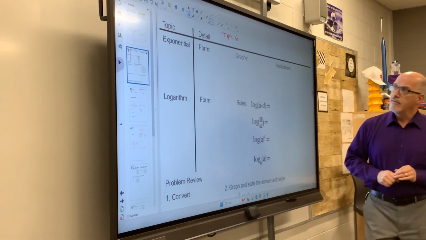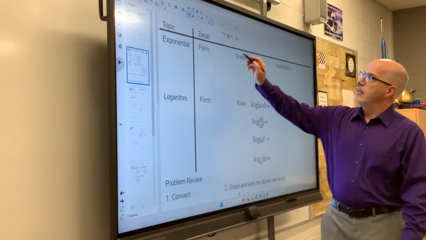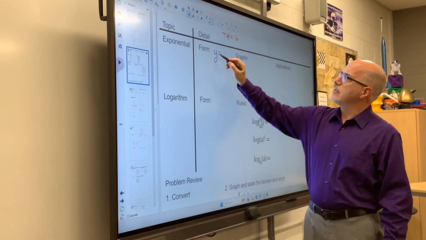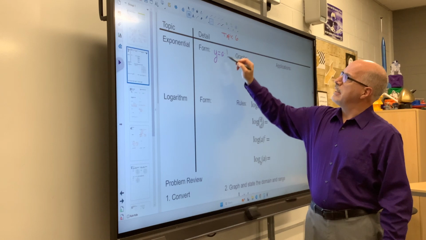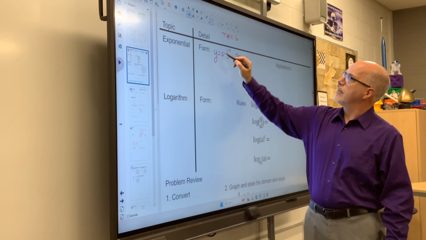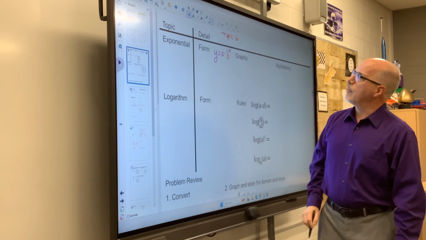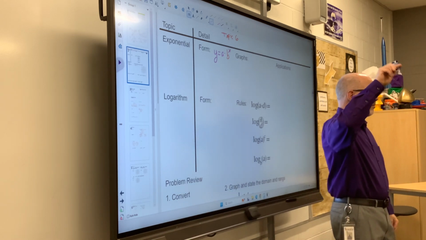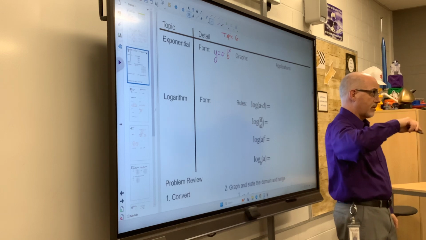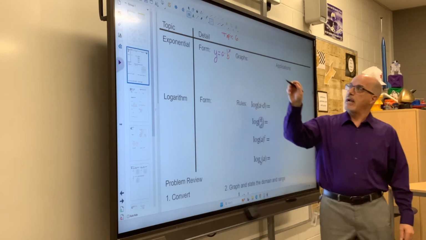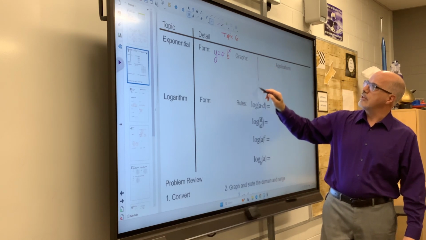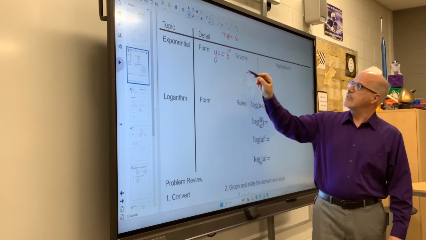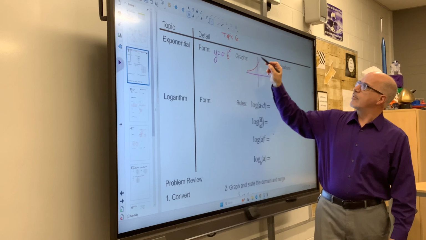Okay, so first of all, an exponential, the form that we have for this is y equals a times b to the x power. Okay, and remember, for an exponential, we have the variable in the exponent. All right, so the graph for this, typically what the graph will look like is it will look like this type of graph going up.